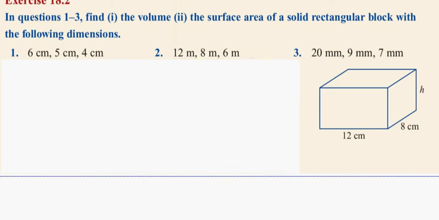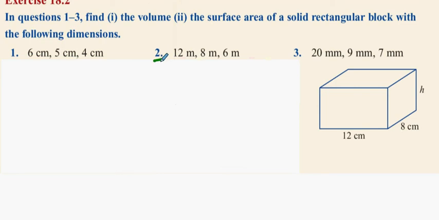Alright, I'm going to do question 2. That's 12, that's 8, and I'm going to change that to 6. Everybody cool with that? Let's start off with volume. How do you get the volume of a rectangular solid? Length by width by height. Length is usually the longest one. Width and height are generally interchangeable.